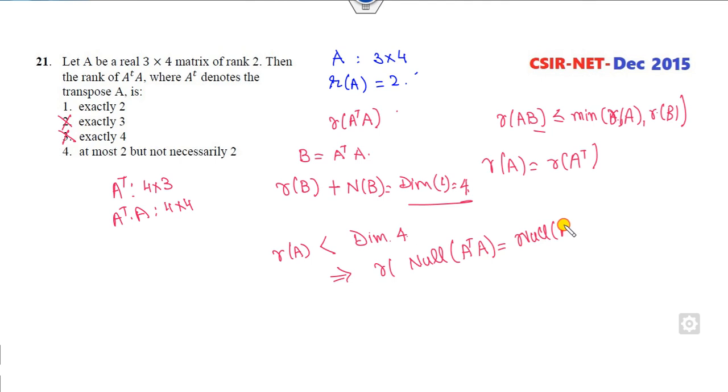the nullity of A always. So what is the nullity of A? Again you can't say that. So once the nullity is the same, what is the meaning of that? Because it is my fixed 4, if I substitute here, the rank of A transpose A is the same as the rank of A. So this is my 2. So the rank of A transpose A is exactly 2, which is my right answer.